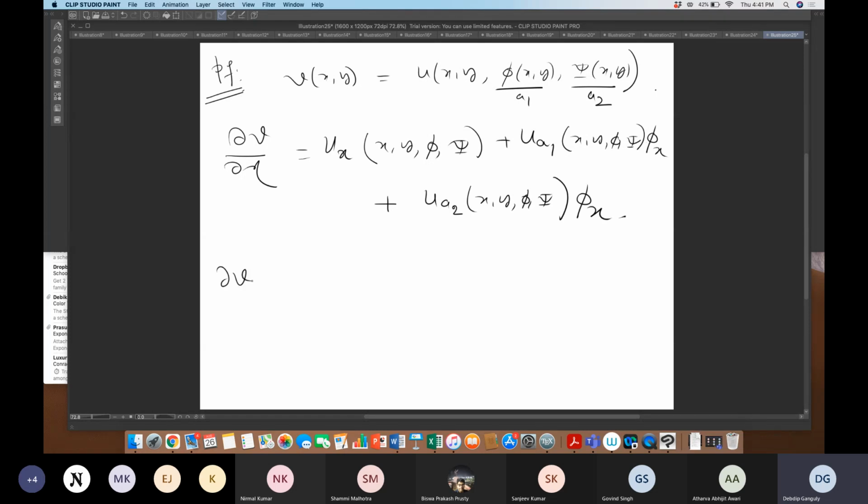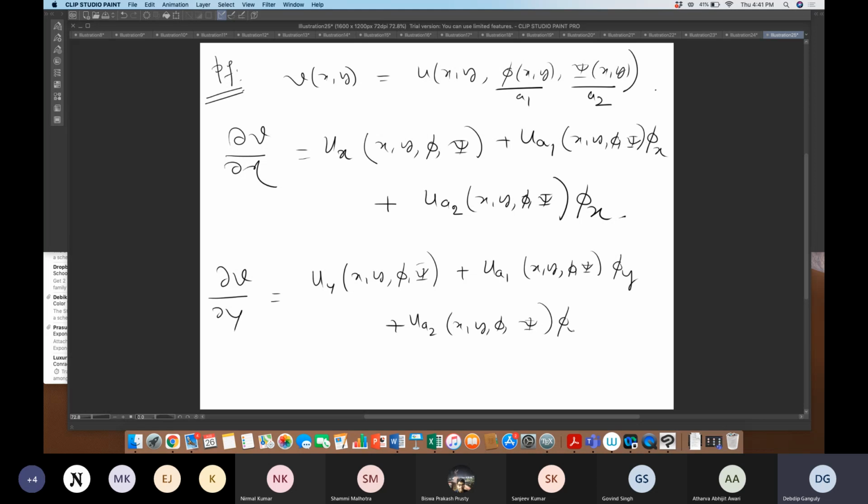Clear? And what is del v by del y? Just chain rule. Del v by del y is nothing but u_y at (x, y, phi, psi) plus u_a1 at (x, y, phi, psi) phi_y plus u_a2 at (x, y, phi, psi) phi_y. What is del u by del a1 at the point phi and psi?